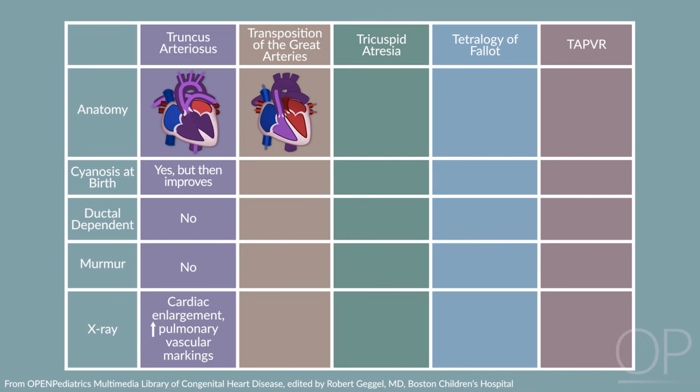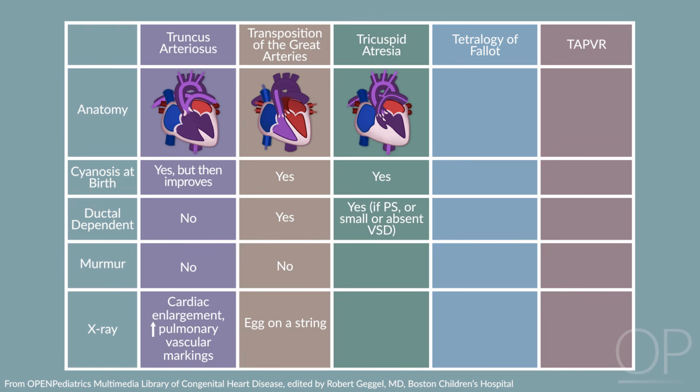Transposition of the great arteries is classically very cyanotic at birth, is ductal dependent, and does not have a characteristic murmur. Chest X-ray shows a classic egg-on-a-string appearance. Tricuspid atresia is failure of development of the tricuspid valve. It causes cyanosis at birth, is ductal dependent in patients without a VSD, and presents with a single second heart sound. Chest X-ray shows lack of the smooth convexity of the right heart border.